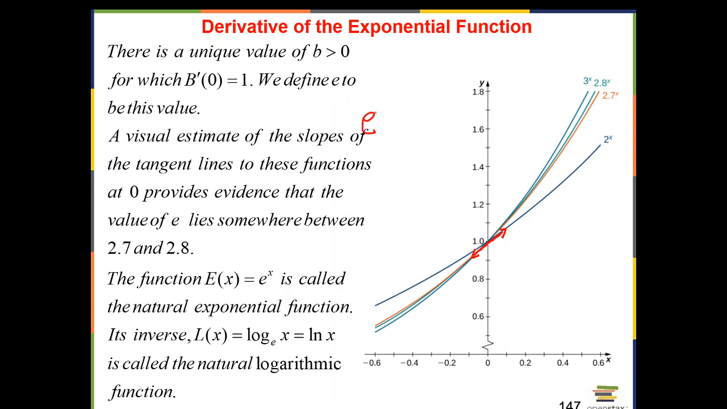is e. So this number, the base that gives us the prime of this at 0 equal to 1, turns out to be between 2.7 and 2.8. So we're going to call that number e, and we're going to call this function with the base e of x, e to x. Very useful number in mathematics. And then we're going to define the inverse of this to be log base e, or ln of x. That's the inverse of this. So that's the exponential function, and the inverse of it is ln x.